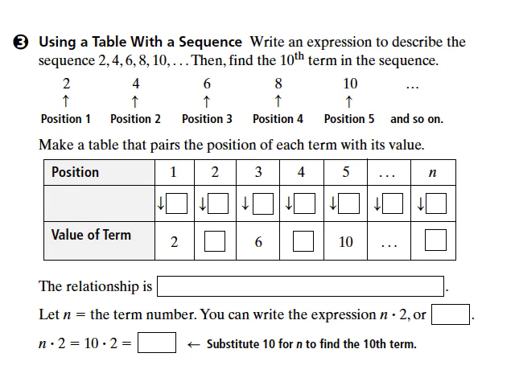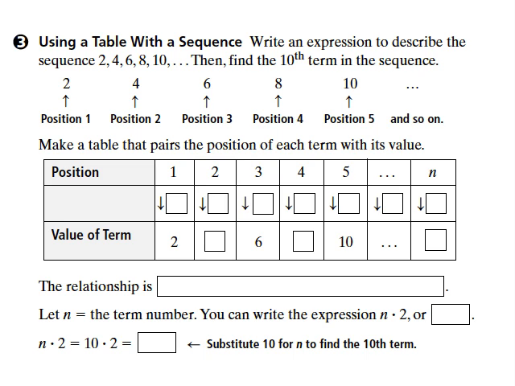Example 3. Using a table with a sequence. Write an expression to describe the sequence 2, 4, 6, 8, 10. Then find the 10th term in the sequence. Position 1 is 2. Position 2 is 4. Position 3 is 6. Position 4 is 8. Position 5 is 10, and so on. Make a table that pairs the position of each term with its value.